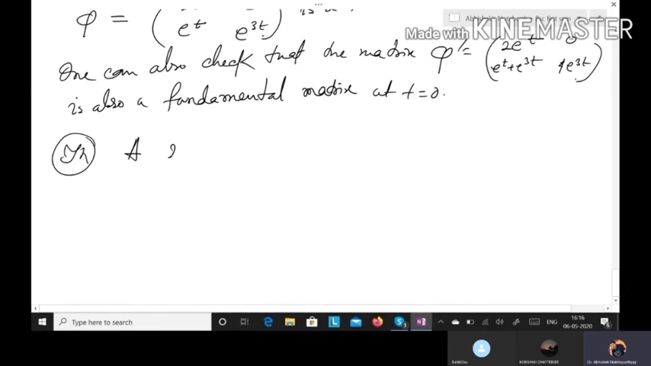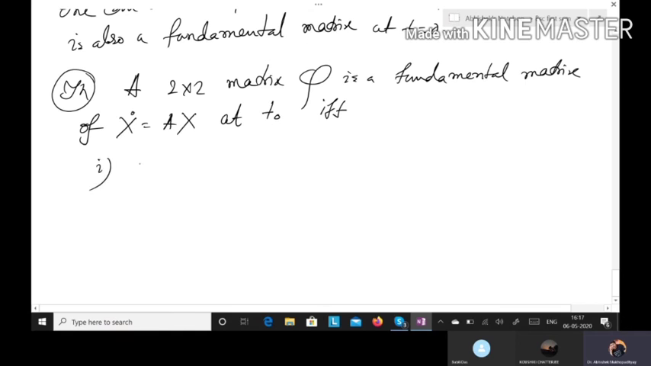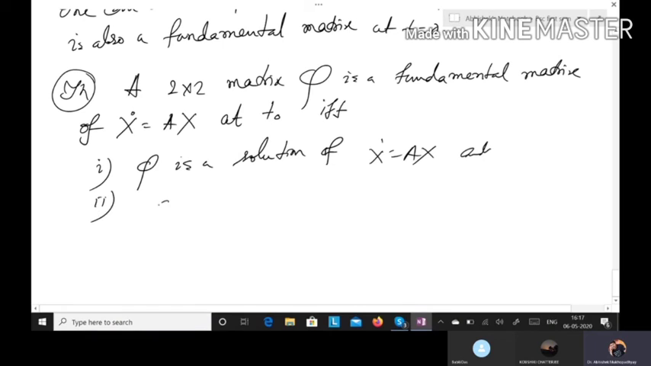A 2 cross 2 matrix phi is a fundamental matrix of the linear system x dot equal to Ax at t0 if and only if, number one, phi must be a solution of x dot equal to Ax, and the second one is, determinant of phi of t naught is not equal to 0.